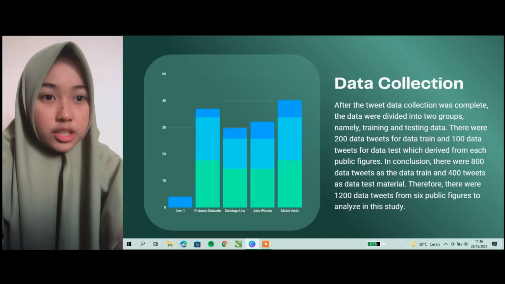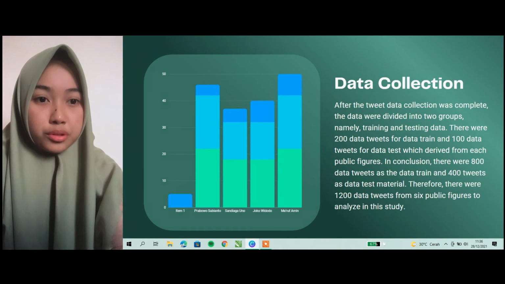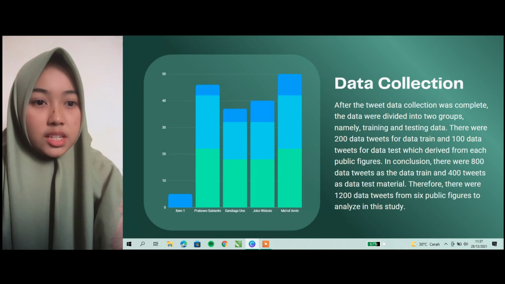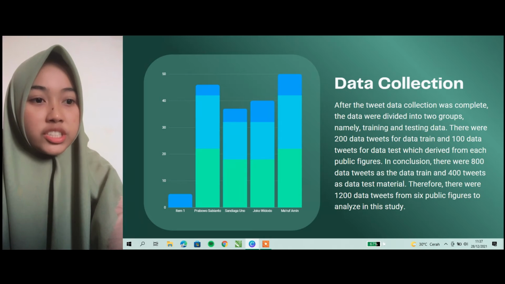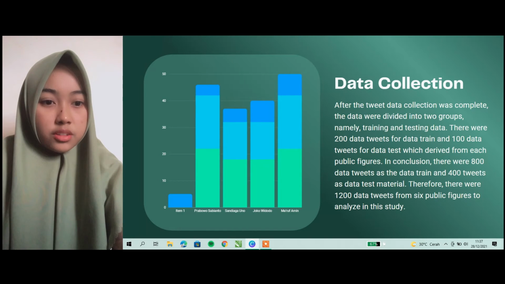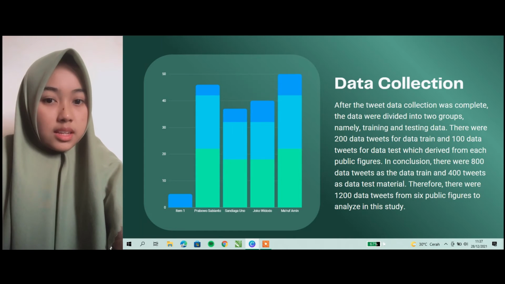Next, after the tweet data collection was complete, the data were divided into two groups, namely training and testing data. There were 200 tweets for training data and 100 tweets for testing data from each public figure. In conclusion, there were 800 tweets as the training data and 400 tweets as testing data. Therefore, there were 1,200 tweets from 6 public figures to analyze in this study.